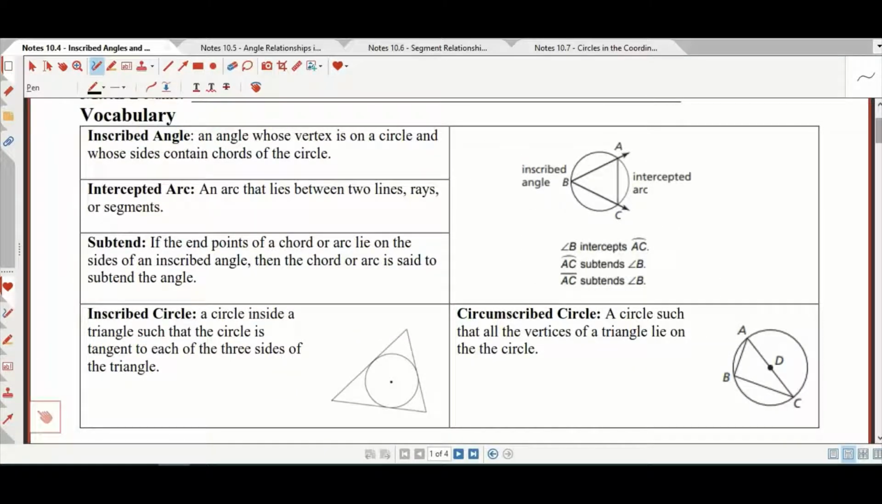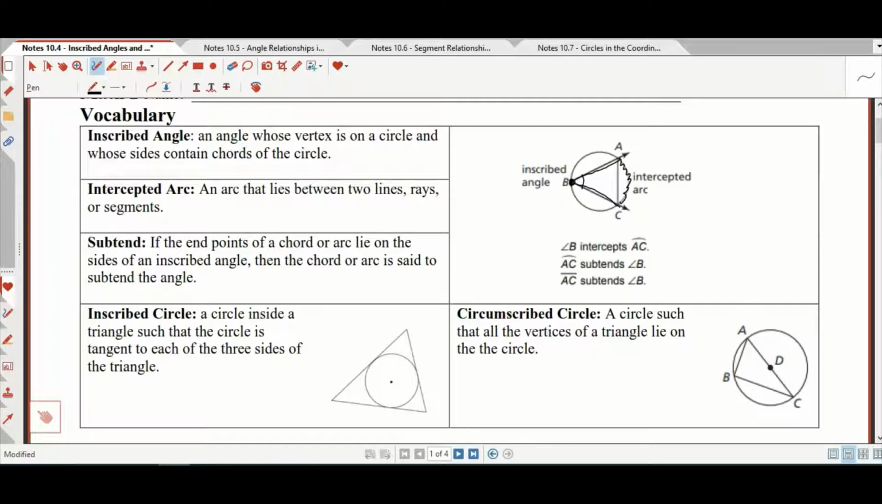So first, let's do some definitions here. An inscribed angle is an angle whose vertex is on a circle and whose sides contain chords of the circle. That is, an inscribed angle would be angle ABC. That's an inscribed angle because it is an angle whose vertex is on the circle and whose sides contain chords of that circle.